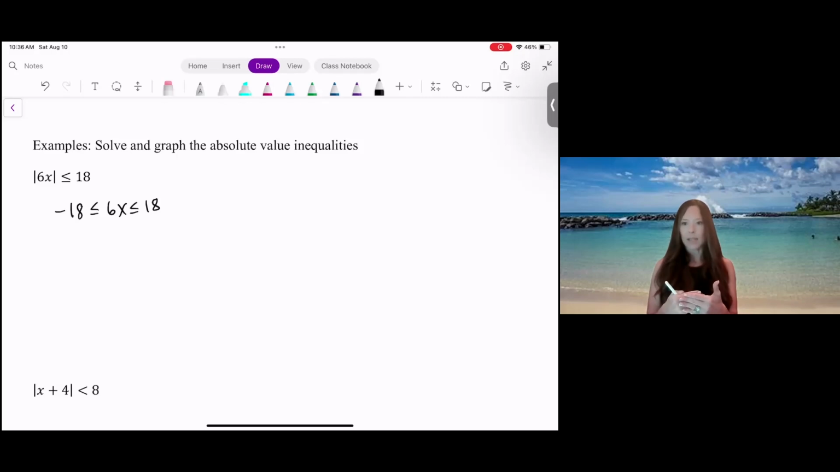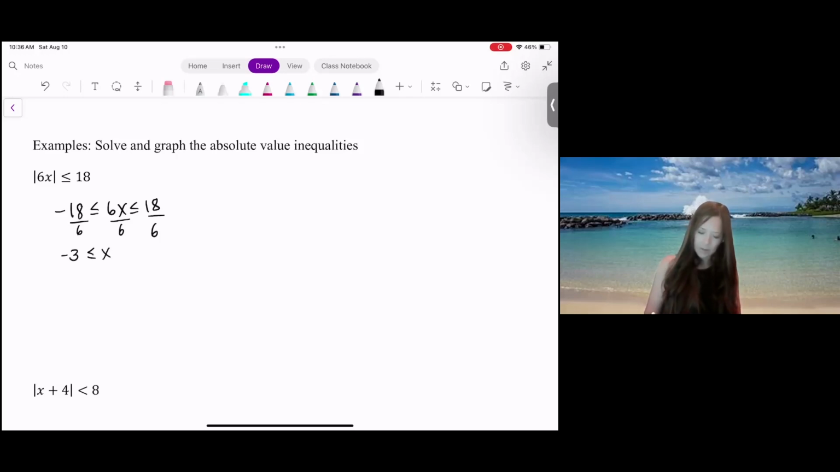The goal is to isolate that x, single variable, and I'm going to do it to each term. I'm going to do it to the term on the left-hand side of the inequality, in the middle, and on the right. So instead of thinking of it as both sides of the equation, you have 3 parts that you need to be working with. Negative 18 divided by 6 is negative 3, is less than or equal to 6 divided by 6 is 1x. 18 divided by 6 is 3.